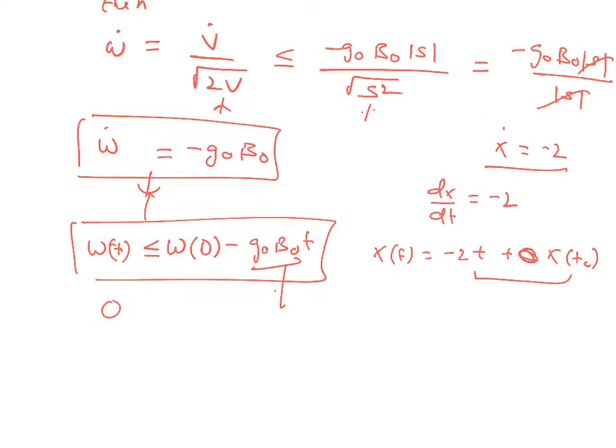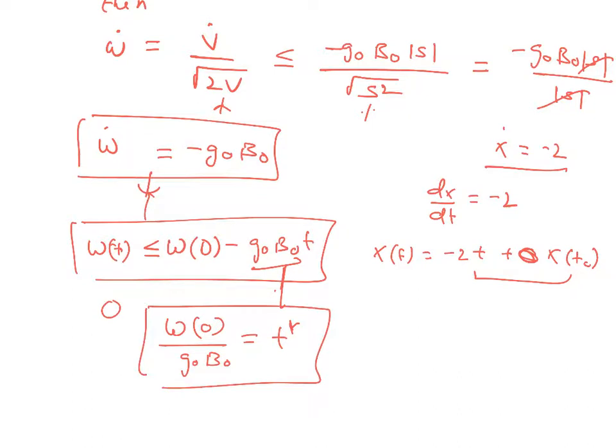When will this be equal to 0? So you can solve for that, right? Omega 0 divided by g0 b0. This is the velocity at which it is increasing, so it will be t star, I believe, right? So that's your finite time. This is how you will get the time.